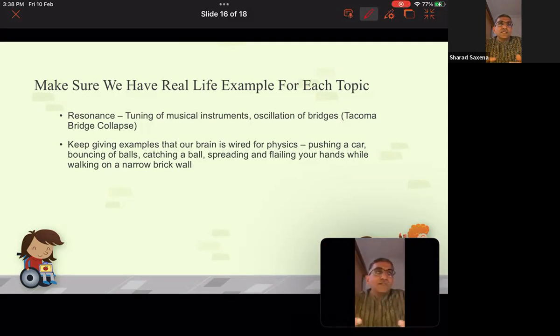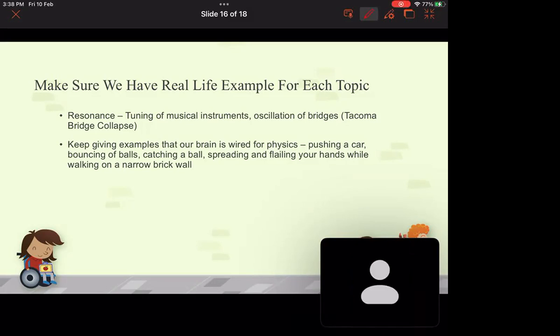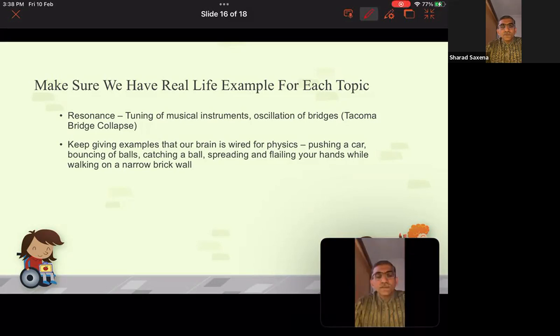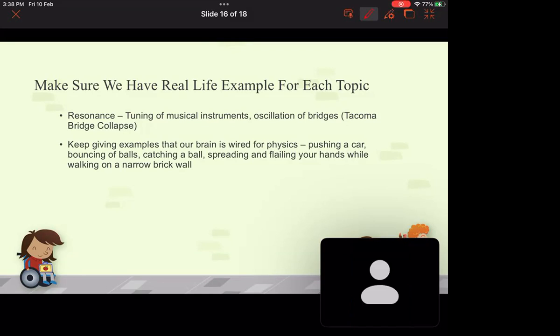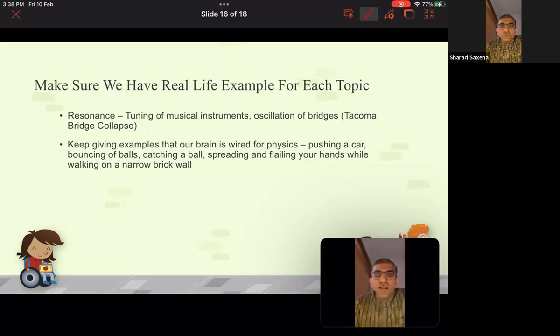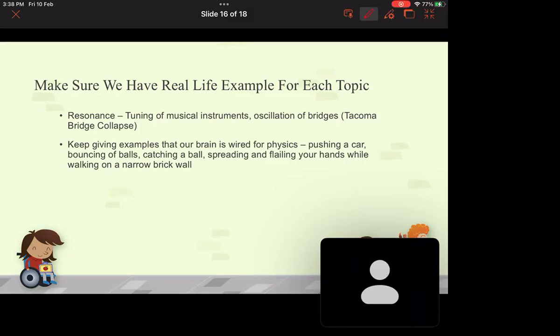This can be very easily explained. People walk at about 2 steps per second. And that means within a second, the body will oscillate from one side to the other. And if this frequency of oscillation matches the natural frequency of the structure, then it will bolster its oscillation and oscillation. So give examples to them, like the Tacoma Bridge collapse.